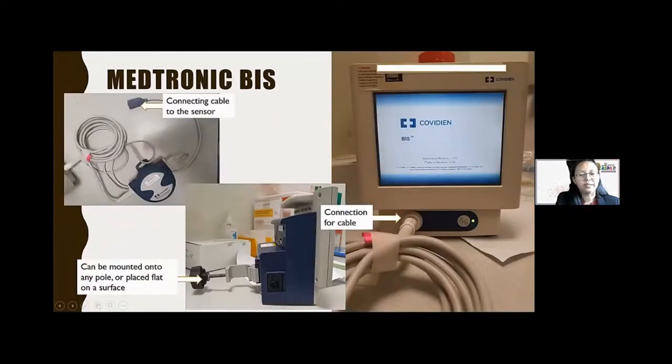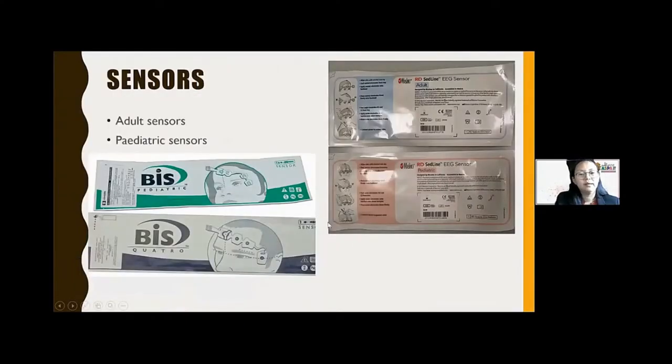For the Medtronic BIS, the setup is a little simpler. You've got a screen and then there is a connection point for the cable. It comes with a mount so that it can be mounted onto any pole or placed flat on a surface. And this is the connecting cable to the patient sensor. These are the packaging of the various sensors from the two companies. They have got both adult sensors and pediatric sensors, and they are color-coded accordingly.